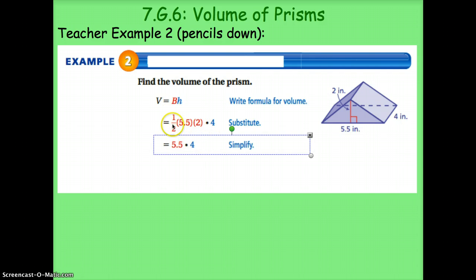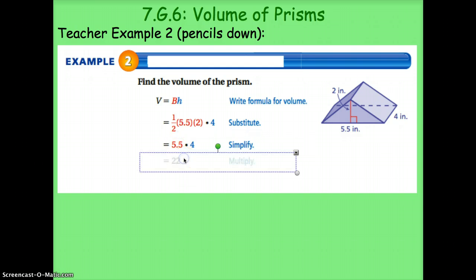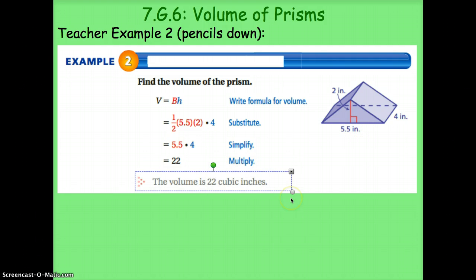Okay, so of course, in this method, I chose to cut 2 in half and get 1. So that means 1 times 5 and 5/10 is just 5 and 5/10. 5 and 5/10 times 4 is 22.0, which would simply be 22. Of course, I do need my units, and I need them to be cubed, so I need to put inches cubed on here. The volume is 22 cubic inches.